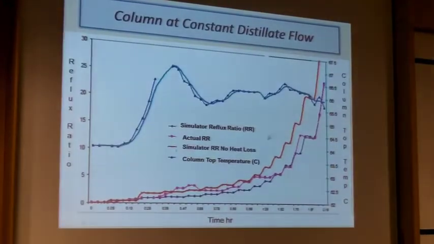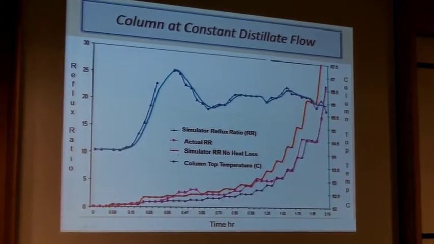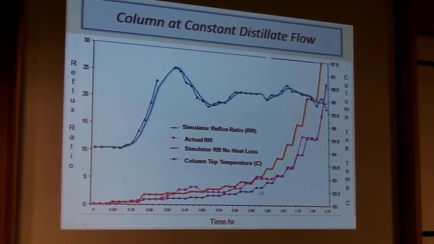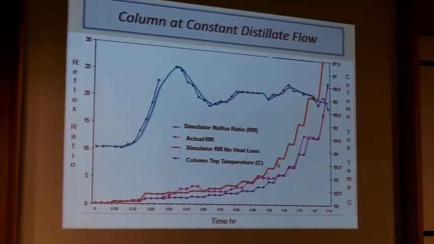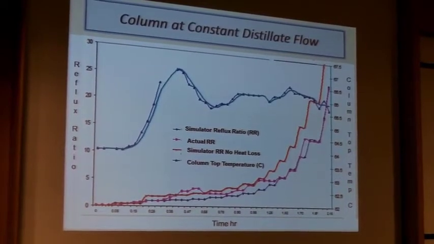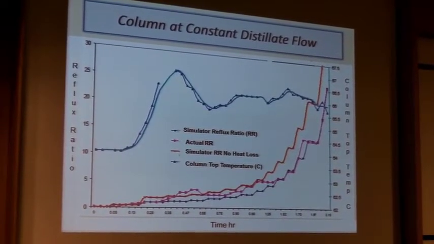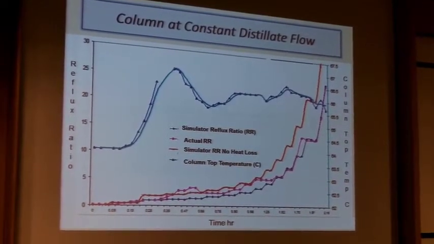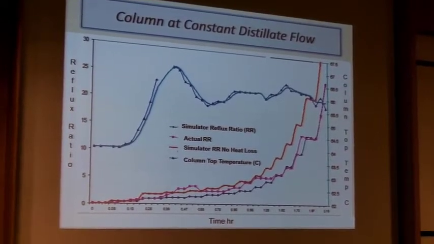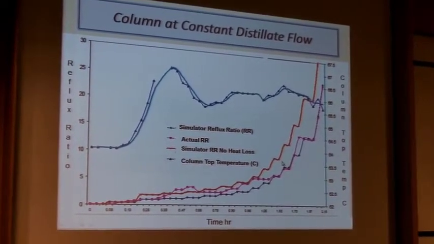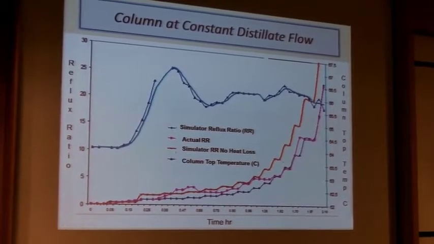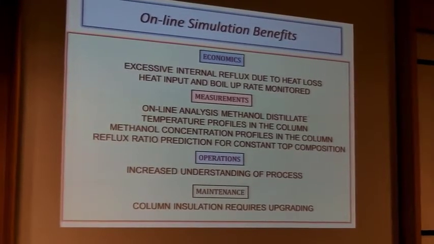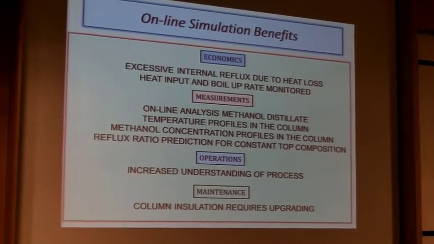So we did a few runs on this, and basically what we found out, this is the column top temperature, and this was the reflux ratio. The long and short of it was we found there was insufficient lagging on the thing, and the internal reflux on the column was absolutely horrendous. So we basically recommended to relag the facility and take it from there. You've got that graph in the handout I gave you. On this particular project, the benefits we got were, we found there was a major problem with the reflux.